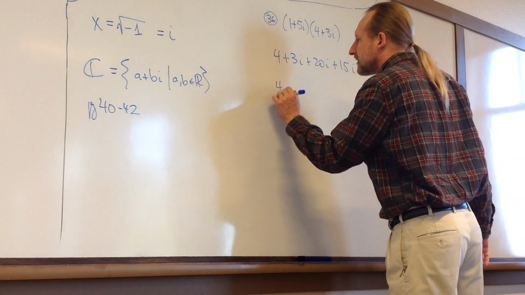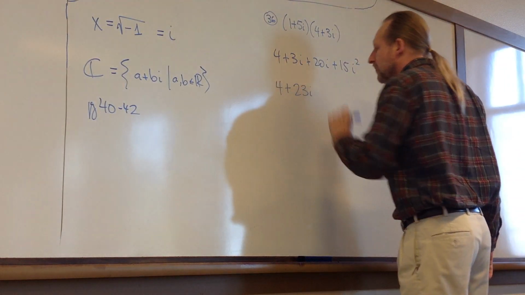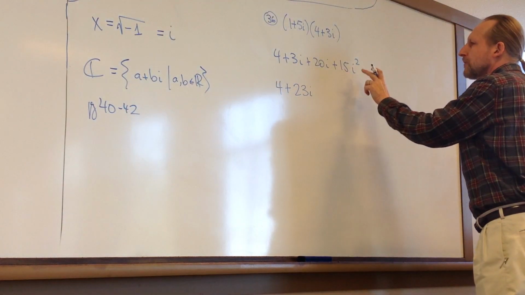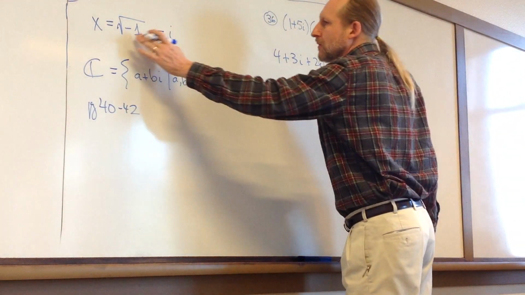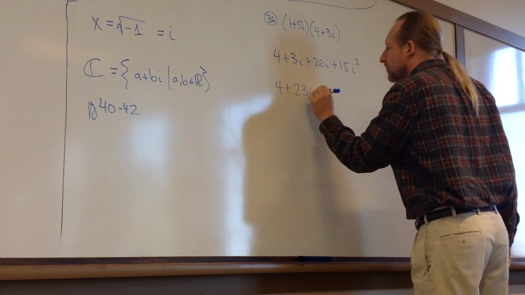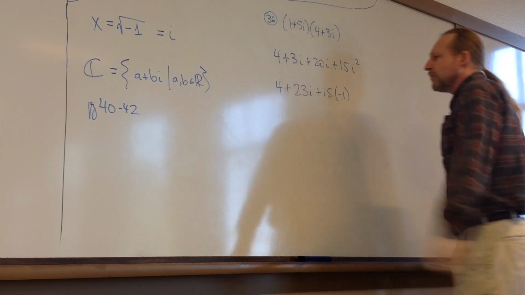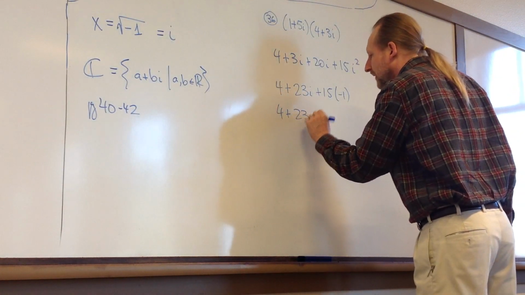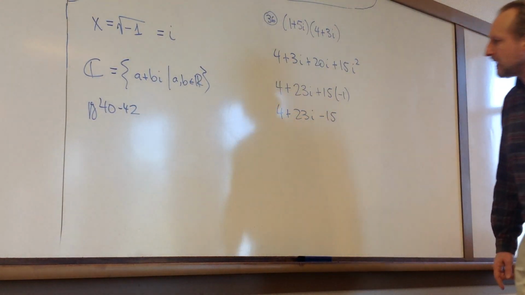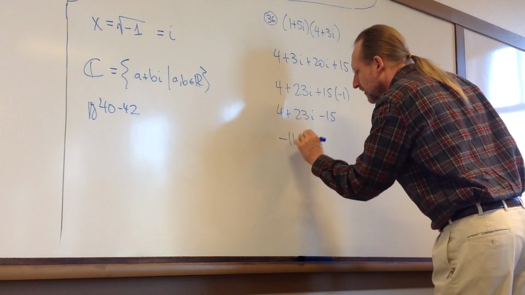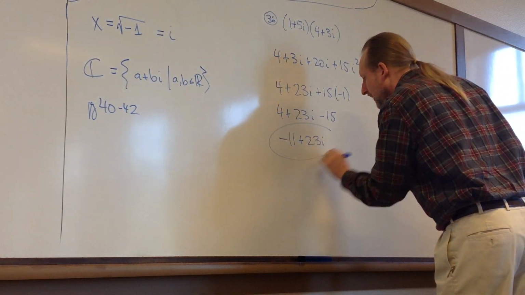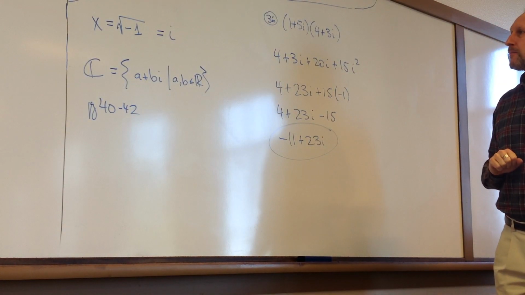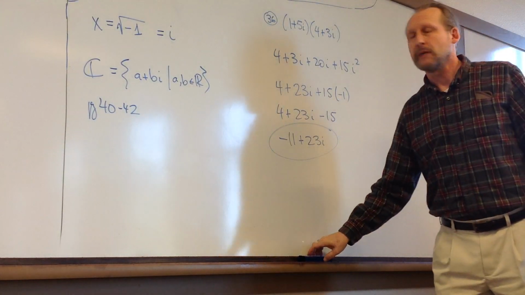Okay, now if this were an algebra problem, we would just combine those like terms and then leave it alone. But this is not strictly an algebra problem, because i is not a variable, it's a number. Okay, so over here, the i we just leave alone. All right, but over here we've got plus 15 i squared, and that i squared is negative 1. So this is 4 plus 23i minus 15, which is negative 11 plus 23i. And that's the result of this multiplication right here. Okay? We'll look at a couple more examples like this.